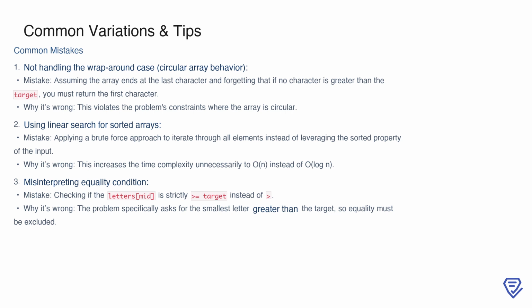Another mistake is using a linear search approach when the array is sorted. This misses the opportunity to optimize the solution with binary search, leading to an O(n) time complexity instead of the more efficient O(log n). Finally, a subtle but critical issue is misinterpreting the equality condition. The prompt specifies finding the smallest letter greater than the target, which means the condition should exclude equality. Comparing with greater than or equal to would lead to incorrect results. These are key areas to keep in mind as you refine your solution.